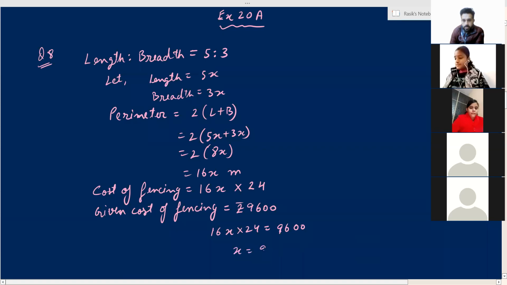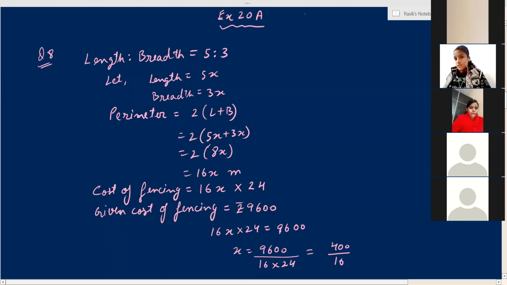So x equals 9,600 upon 16 into 24. When you simplify this a little bit, 400 upon 16. 400 upon 16 is how much? 25 is the value of x, 25 meters.